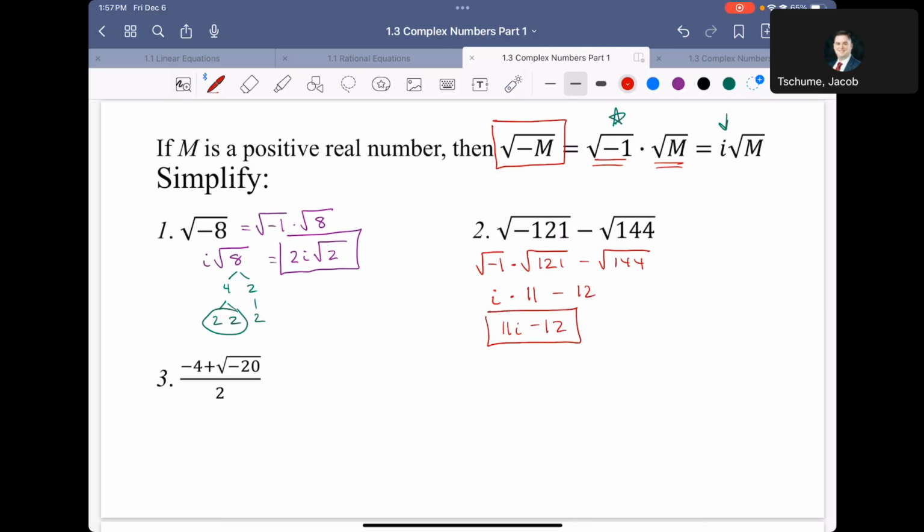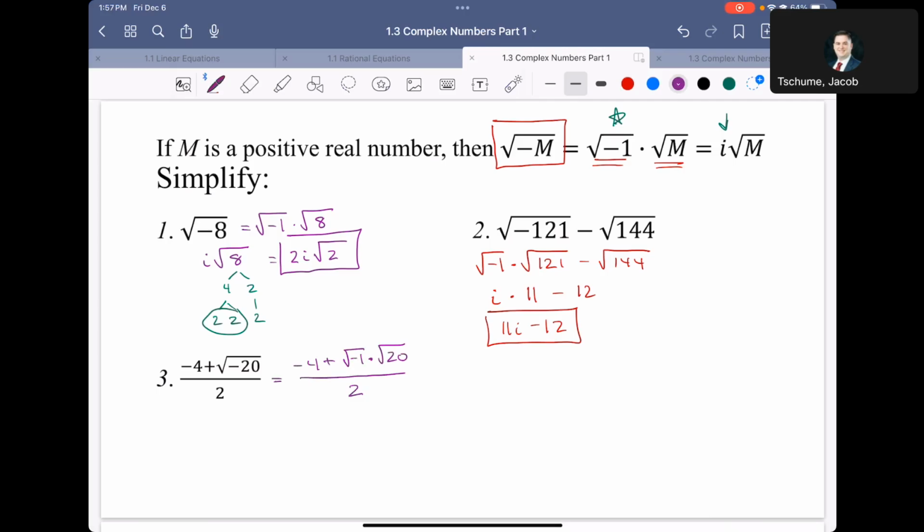Number 3 has a few more terms in it, so we'll break them down one at a time. You've got negative 4 plus the square root of negative 20, divided by 2. And so what we're going to do, like on number 1, is break down the square root of this negative number. So this would be negative 4 plus the square root of negative 1 times the square root of 20, all divided by 2.